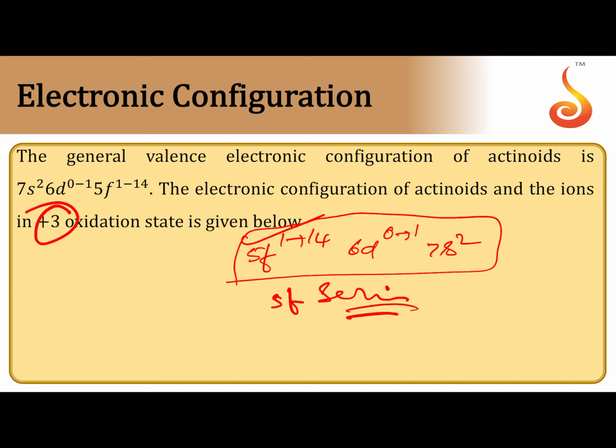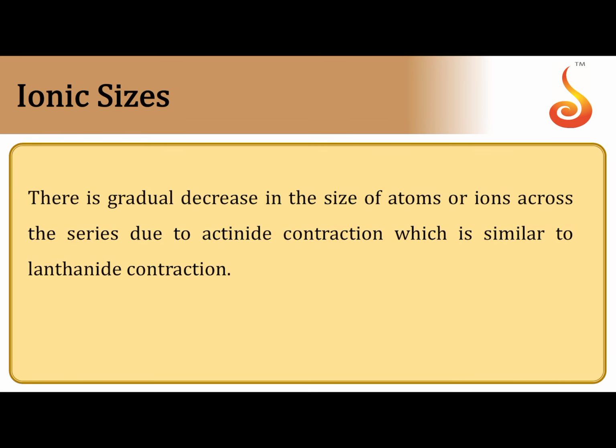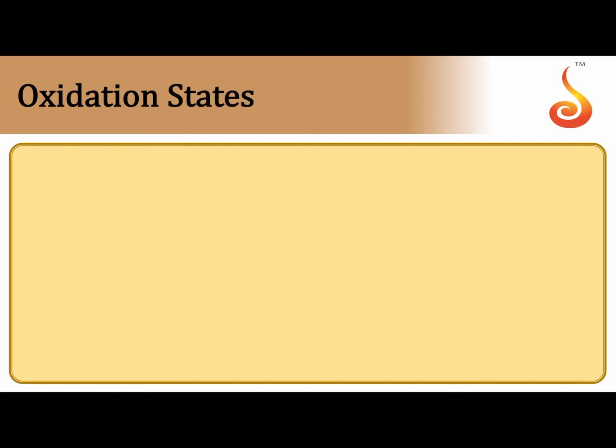The common oxidation state is +3. Ionic size is similar to lanthanides. Atomic size as well as ionic size gradually decreases as atomic number increases in actinoids. That is specially called actinoid contraction. If it happens in lanthanides, it is called lanthanide contraction. This is actinide contraction because of the poor shielding effect of 5f electrons. Nuclear charge increases, so effective nuclear charge increases, which pulls the valence electrons more towards the nucleus. That is why we observe a decrease in atomic size and ionic size.